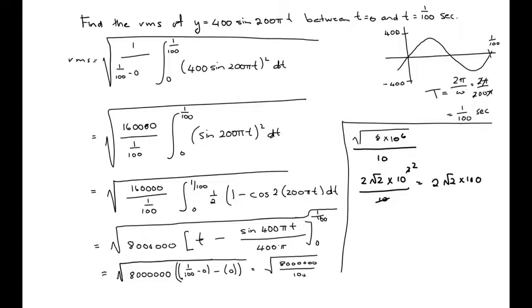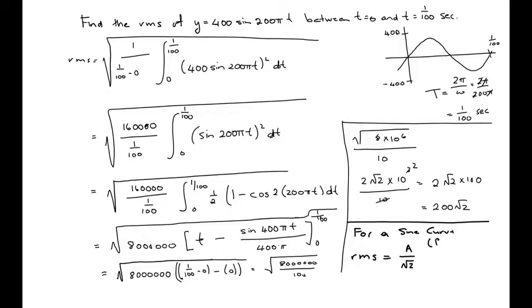Which is 200 root 2. Now that's quite a lot of working, and the more working you do, the more opportunity you have for making a mistake. So what you can do is, if you've got a sine curve, now this only works for a sine curve, everything else you're going to have to do the working, but for a sine curve, the RMS is always going to be the amplitude over root 2, provided it's for a full cycle.